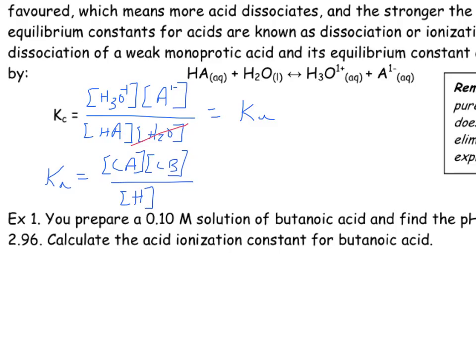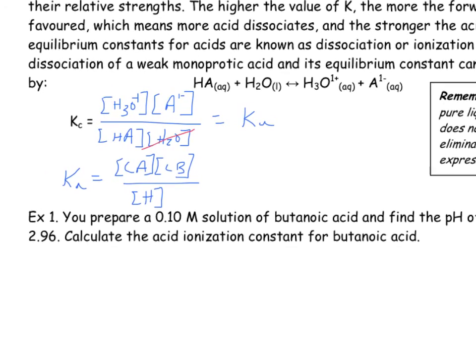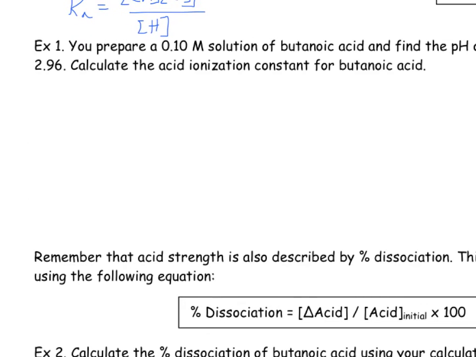Let's have a look at an equilibrium calculation example. If we have a 0.1 mole per liter butanoic acid solution, we can find the pH using a pH meter. It's 2.96. With this information, we can calculate the Ka for the acid. We start by writing the equation. Because butanoic acid is a carboxylic acid, it's weak. Therefore, we have to react it with water and make a Bronsted-Lowry equilibrium.